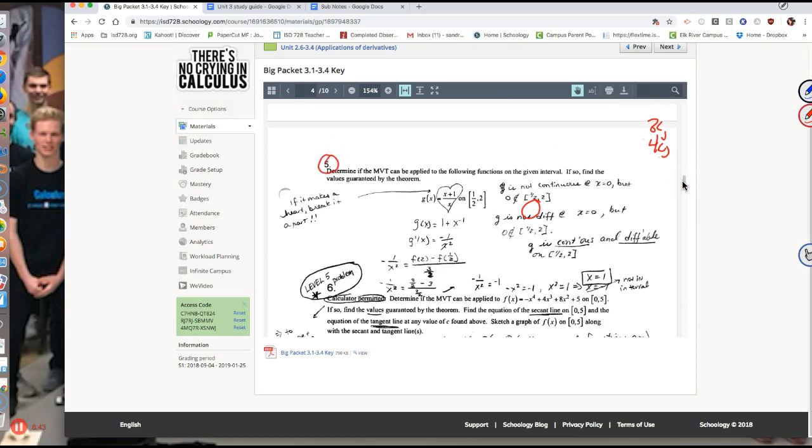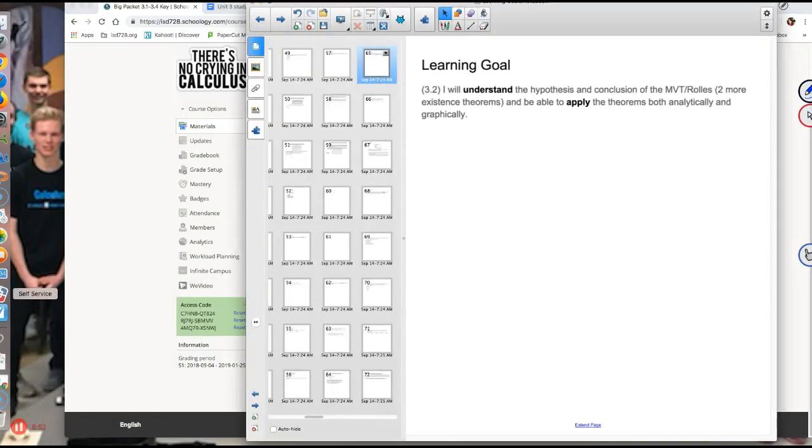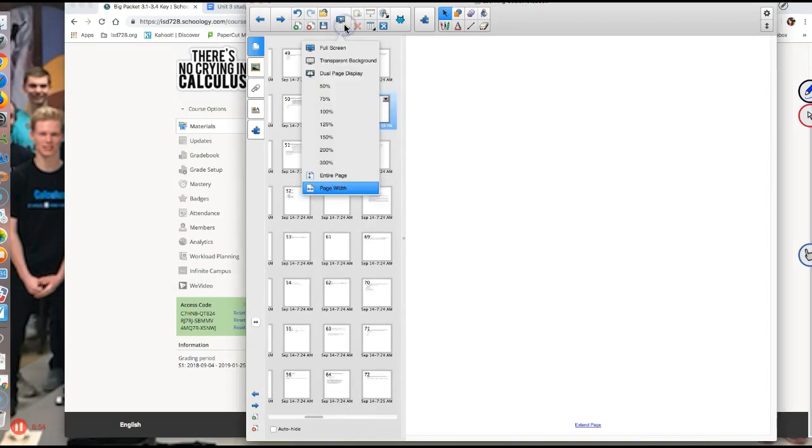I'm also going to do this one, number 5 on the mean value theorem. And then I might do a related rate as well. So I'm going to get some blank paper so I can go ahead and do those with you. Then when I'm done, you can keep working.